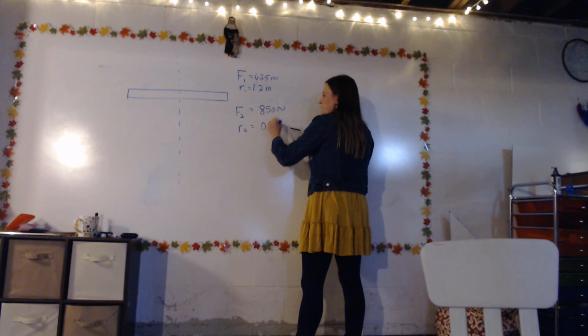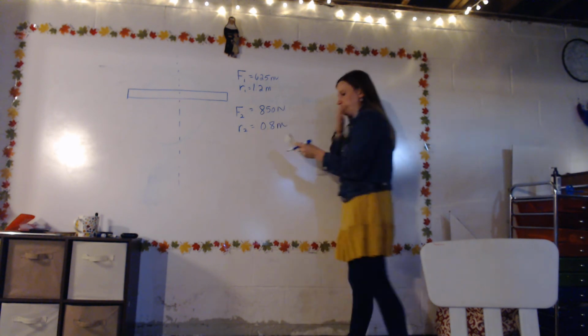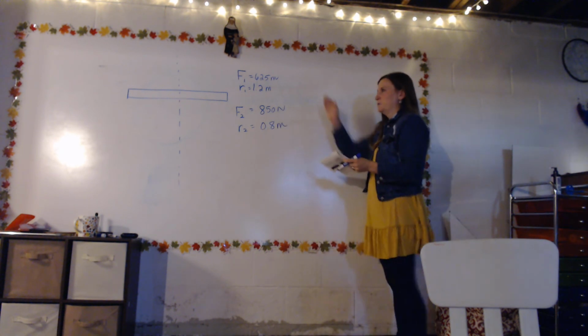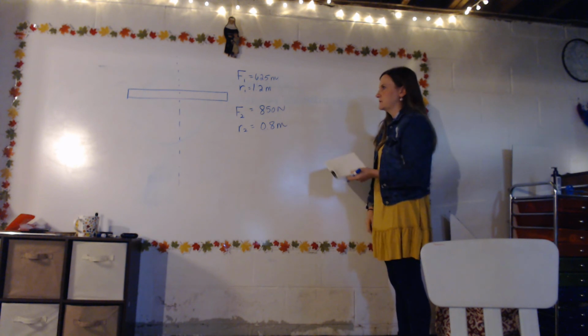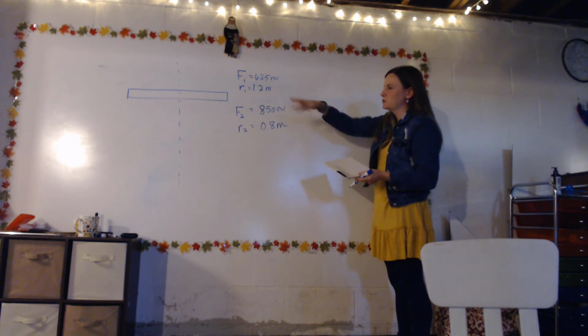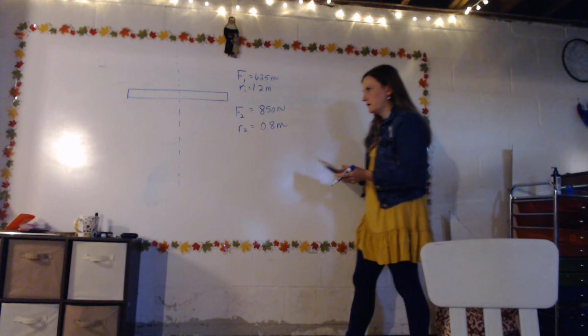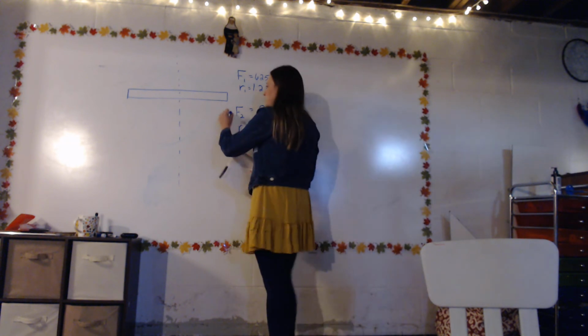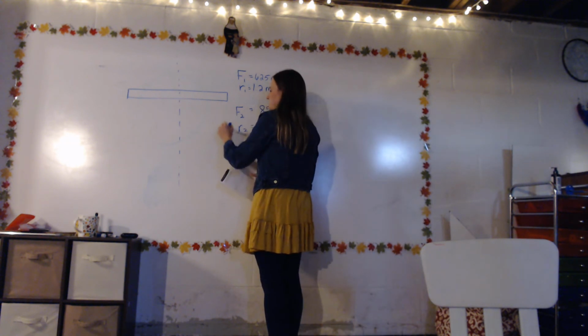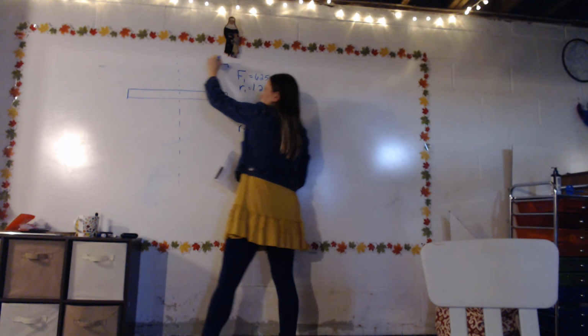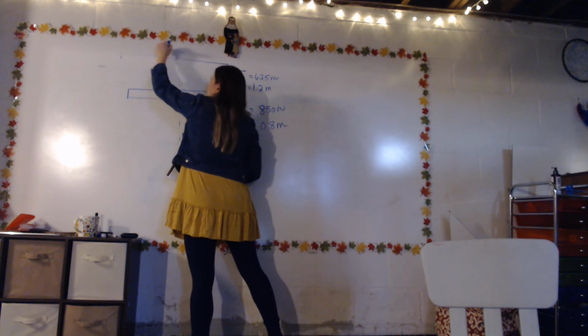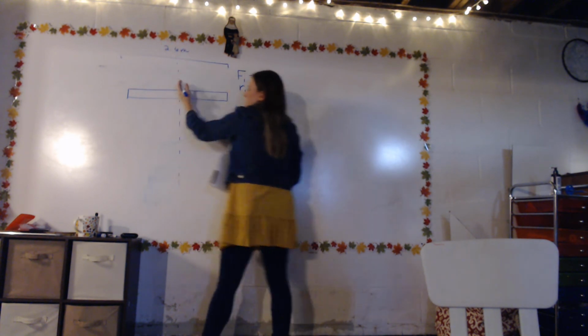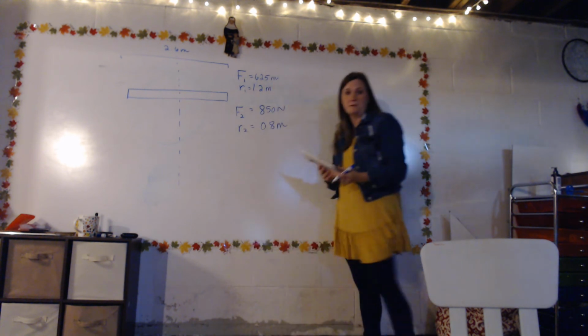Now, this actual problem came with a picture that I did not put on the slide. In the picture they show us which way these forces are, so I'm going to sketch that out. The entire door is 2.6 meters, which means from the center to each end is 1.3 meters, right?